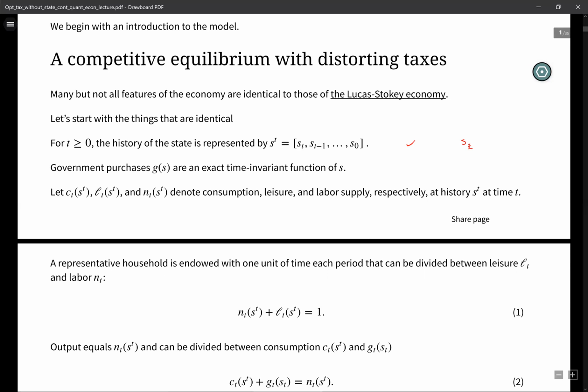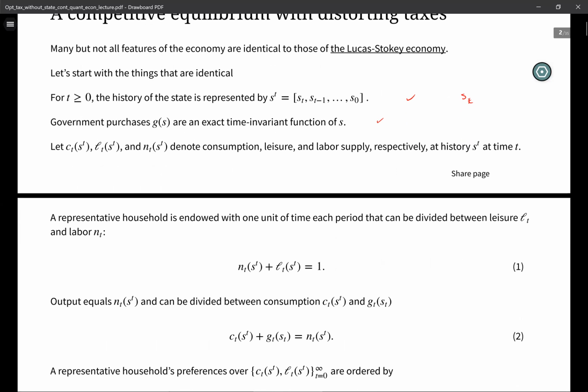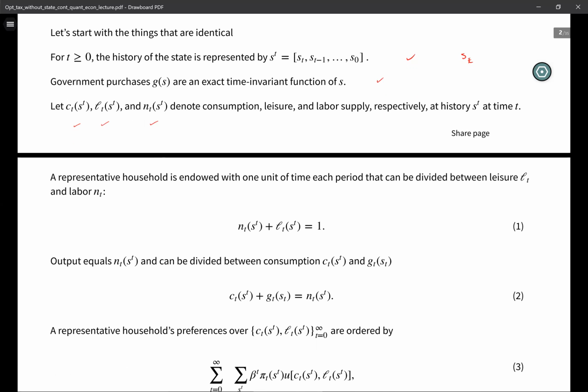We're going to have government expenditures be just like we did in part of the Lucas-Stokey lecture. They're going to be an exact function of s. We're going to let consumption, leisure, and labor supply all be time-dependent functions of the history of the state. And history dependence is going to play a role here that's not going to go away, even if the state is Markov. The history dependence is going to be inherited from the incompleteness of markets.